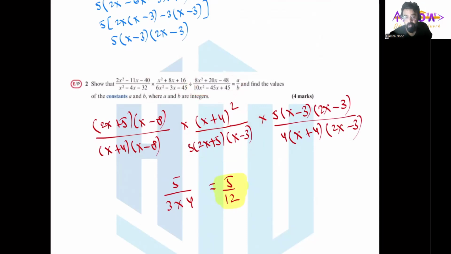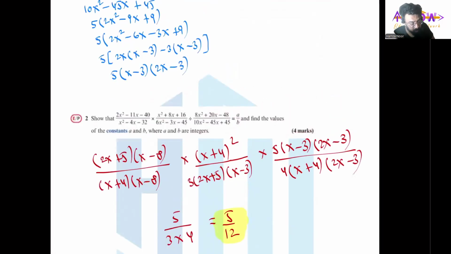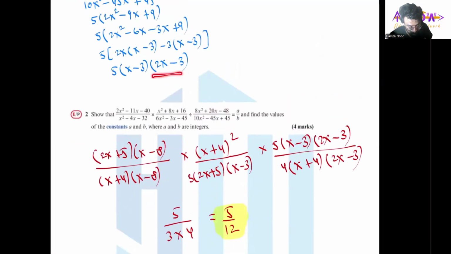Okay, so in place of this expanded form, I'm going to write 5 multiplied by x minus 3 multiplied by 2x minus 3. Okay, and in place of 8x squared plus 20x minus 48, I'm going to write 4 multiplied by x plus 4 multiplied by 2x minus 3.